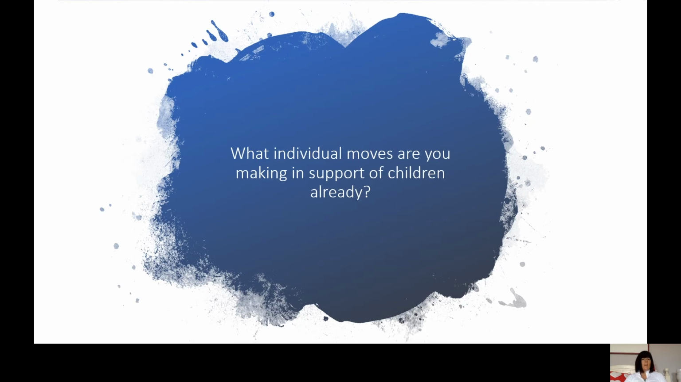So just have a think in relation to the framework as well about what individual moves you're making in support of children and young people already. And what we often find in training when we look at the framework is people saying, actually, I'm already doing this, or I'm already doing this. And what's great about the framework, isn't it, is it shows you, okay, I hadn't actually thought about that, and now I will think differently about that and include that as part of my plan.